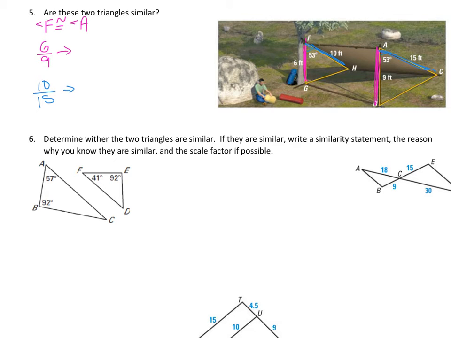And when I reduce 6 over 9, that becomes 2/3. And when we reduce 10 over 15, it also becomes 2/3. That tells us that our sides are proportional.